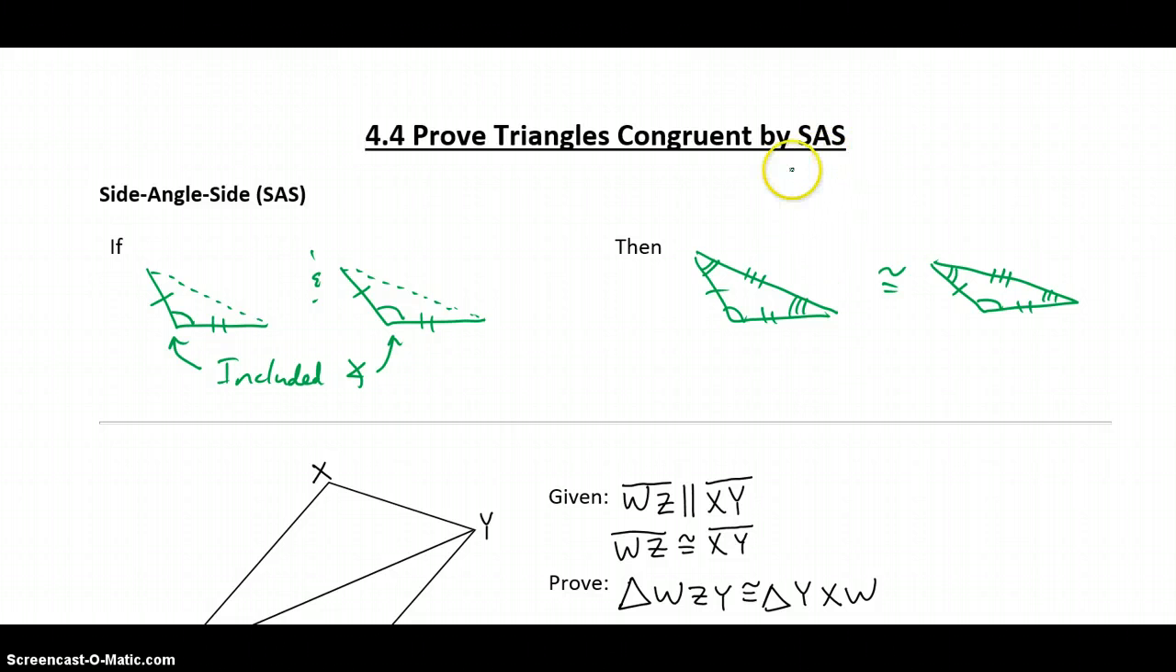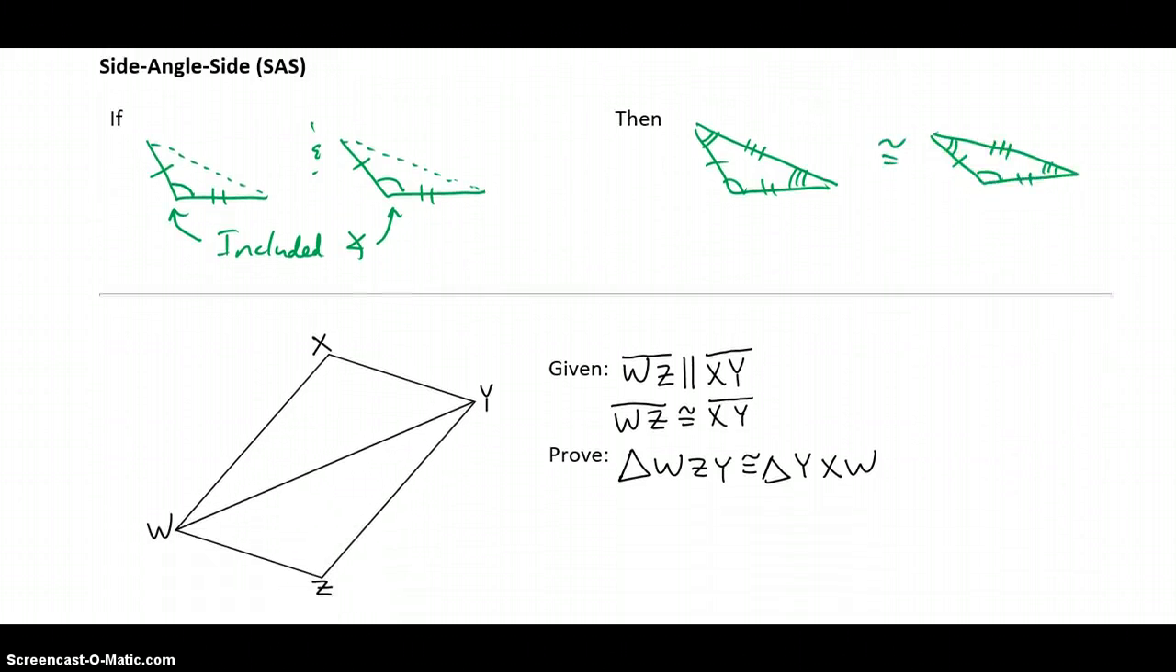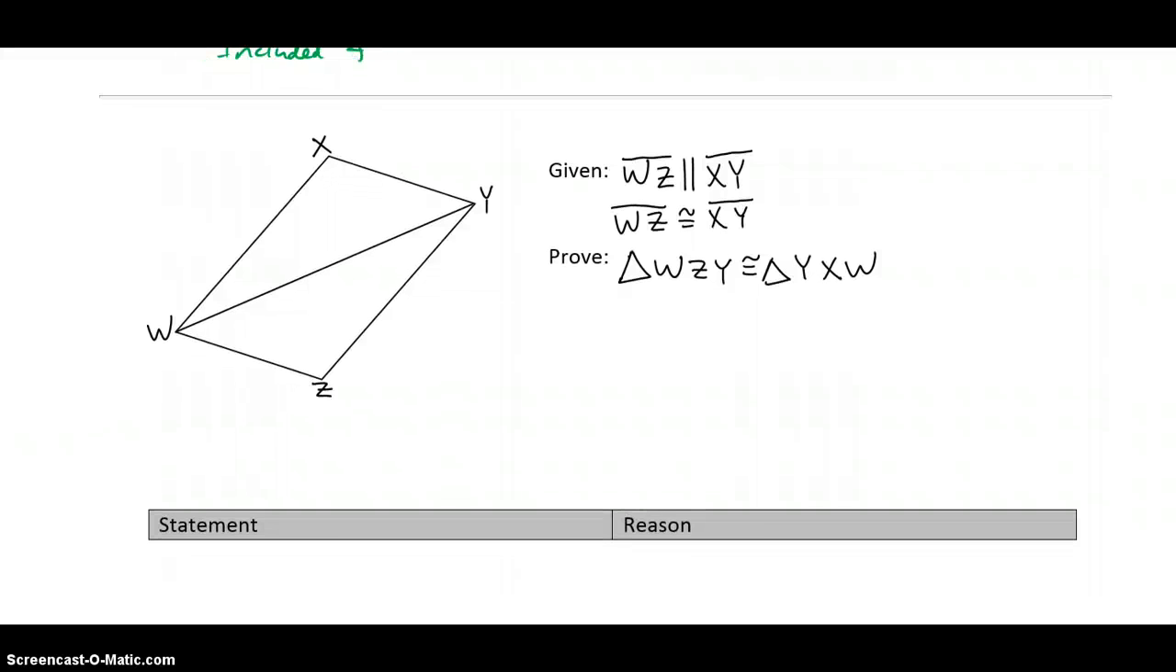Let's use side, angle, side in a proof. In this proof, we have two givens, and we need to prove that triangle WZY is congruent to triangle YXW. So I need to prove that these two triangles are congruent to each other with these two givens.